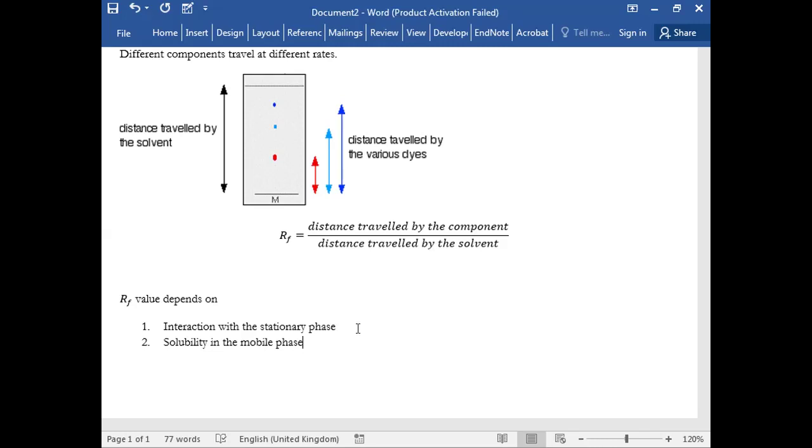The stronger the interaction of a particular component with the stationary phase, the smaller the RF values, because the distance traveled by the component will be lower. Similarly, the greater the solubility in the mobile phase, क्या होगा? What will happen to the RF value? The greater the solubility of the component in the mobile phase, the higher the RF value, क्योंकि वो फिर और आगे तक travel करेगा. Is this clear?